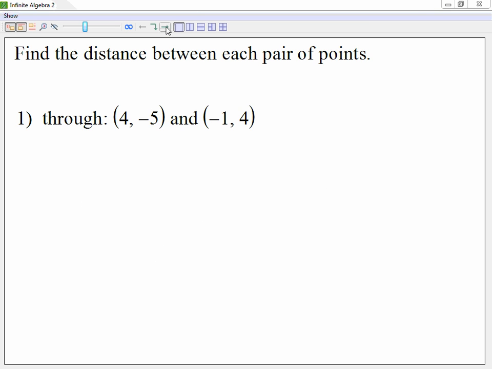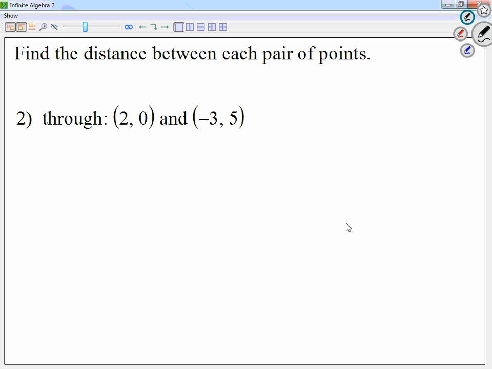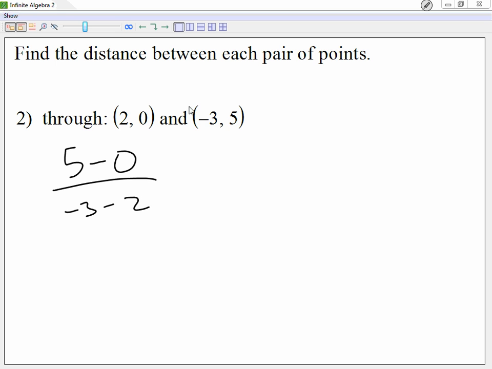All right, let's take a look at number 2. I'm going to start it, once again, as if I was doing a slope. So I'm going to do 5 minus 0 over negative 3 minus 2. Is it always going to be minus? There's always a minus. Remember, the formula for slope is y2 minus y1 over x2 minus x1. That's how we find the slope. That was the formula that you got back in algebra 1.